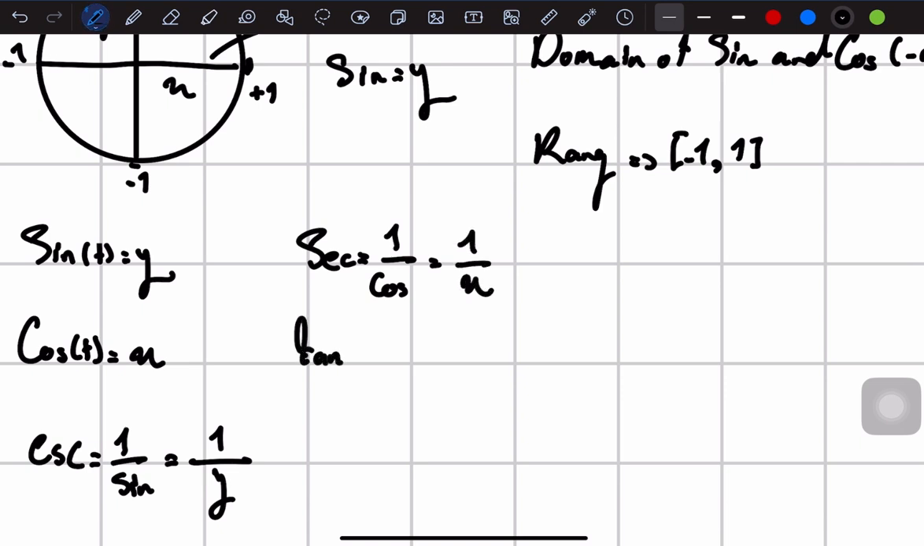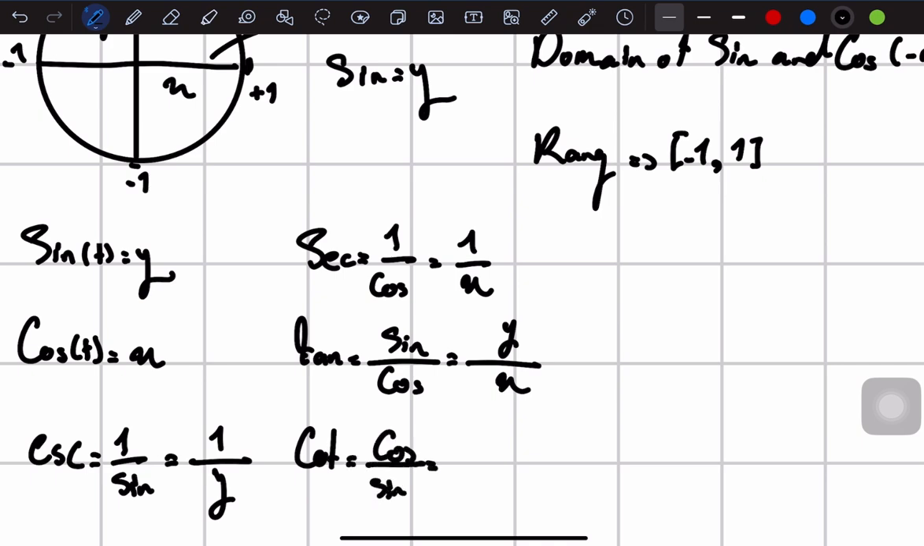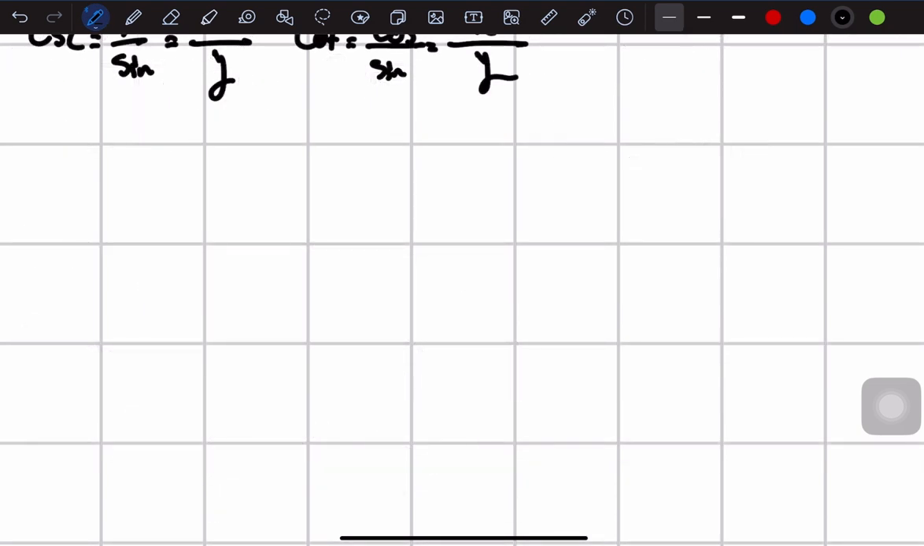What about tangent? Tangent is sine over cosine, so in this case, this one will be y over x. And what about cotangent? Cotangent is cosine over sine, and in this case, this one will be x over y. Basically that's it. So now let's show the sine and cosine of notable angles. Let's start with sine of theta and cosine of theta.